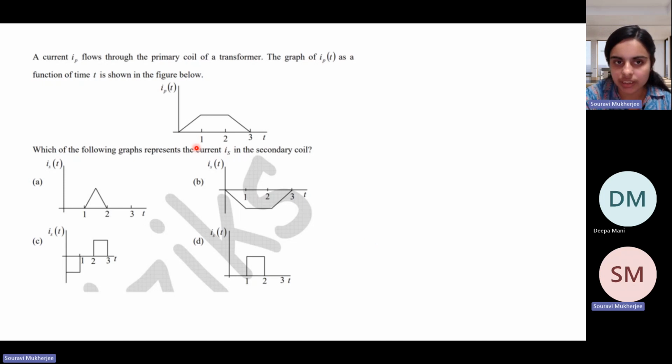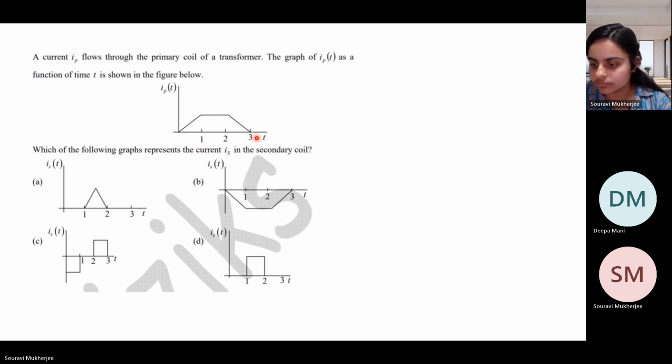So this is a linear curve, right? So what is happening here? How is the slope? So basically dI/dt is actually the slope of this curve, right? So what is the slope of this curve? What is the slope in this region? And what is the slope in this region? Can you now think of the answer?